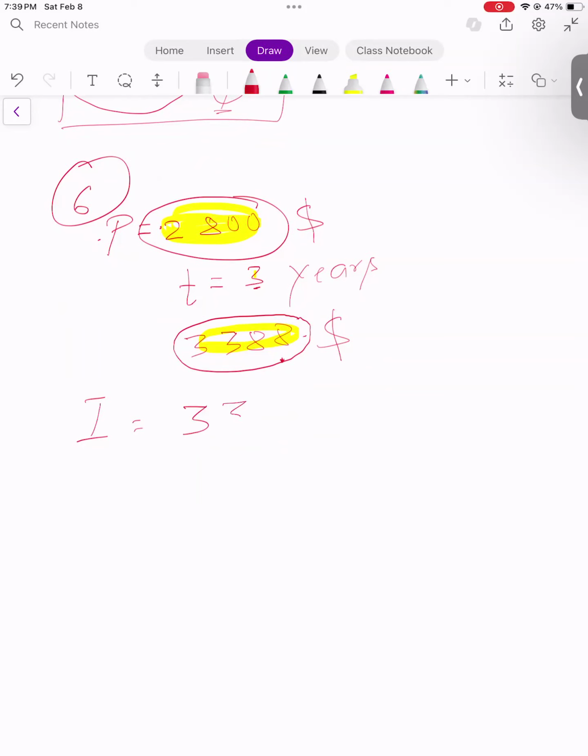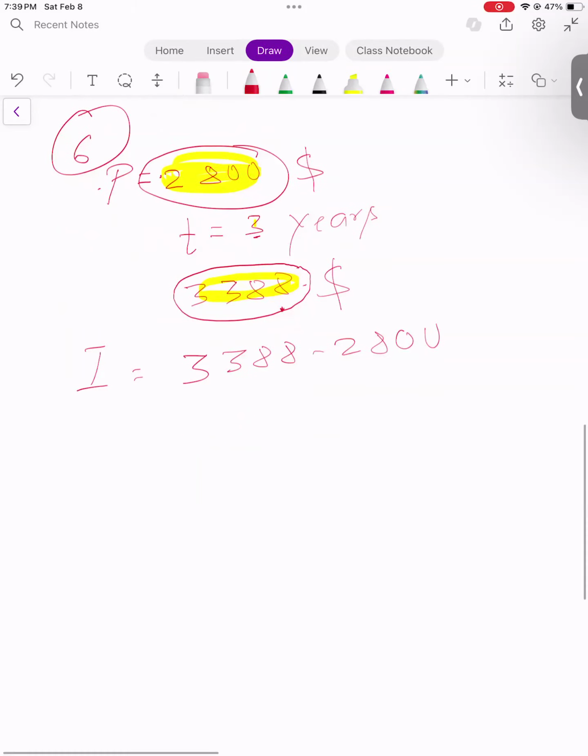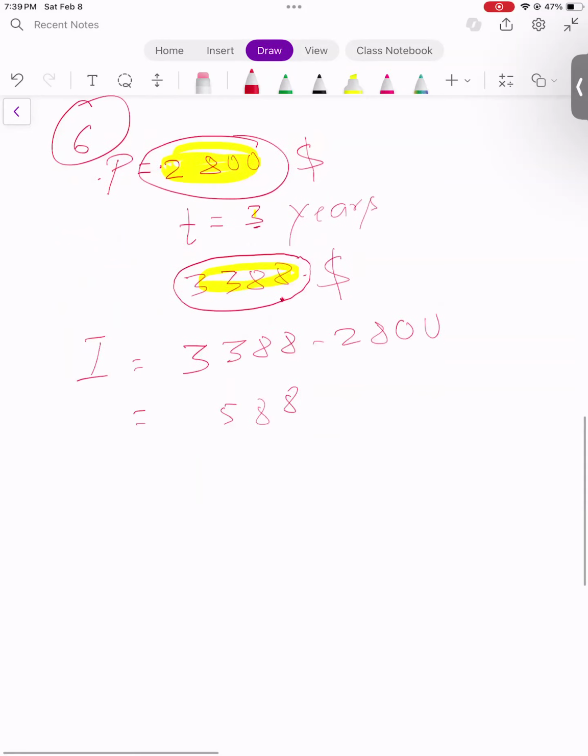So 3,388 minus 2,800. Let me see. So 3,388 minus 2,800, we have 588. So this is your interest.